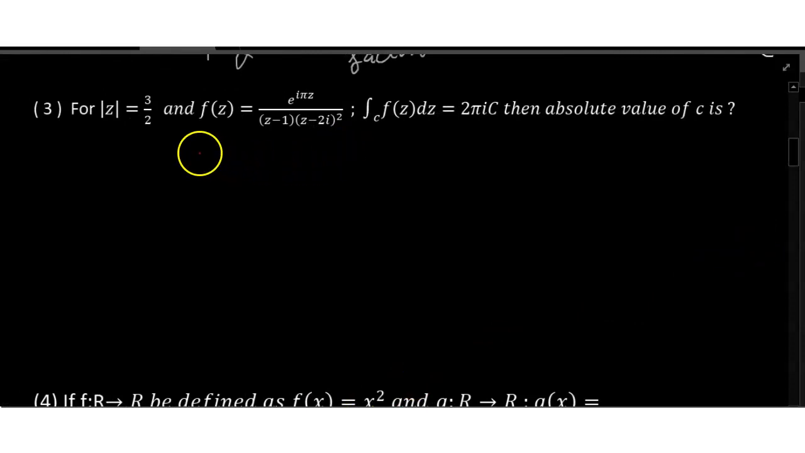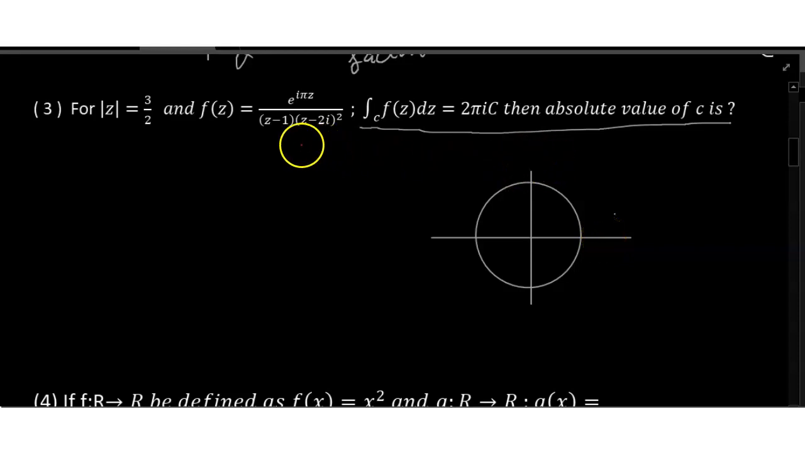Now friends, next problem: mod of z equals 3 by 2, and f(z) is equal to e to the power i pi z over (z minus 1)(z minus 2i) whole square, and the integration of f(z) equals 2 pi i c. My circle is this one; the points are 3 by 2, 3 by 2 i, minus 3 by 2, and minus 3 by 2 i.